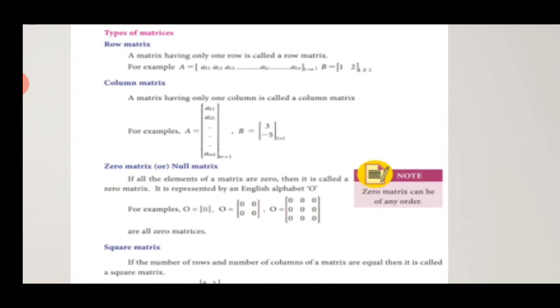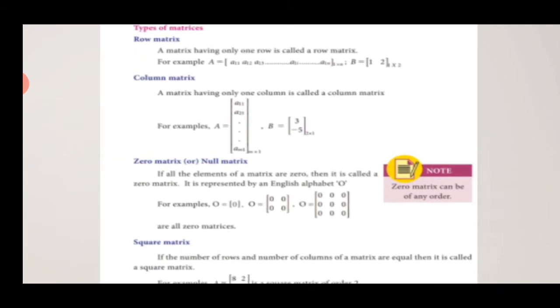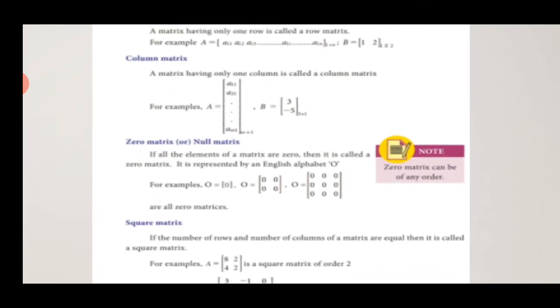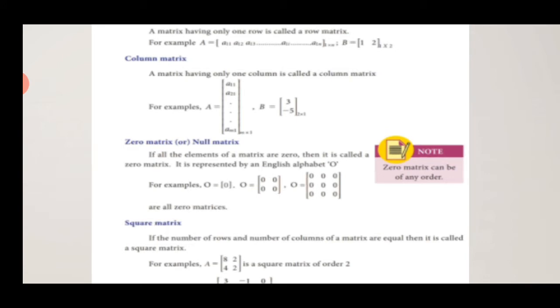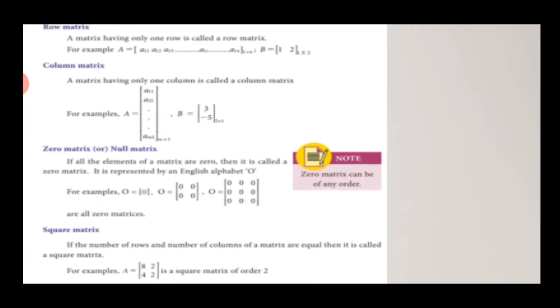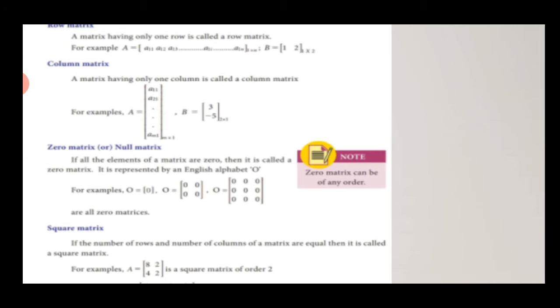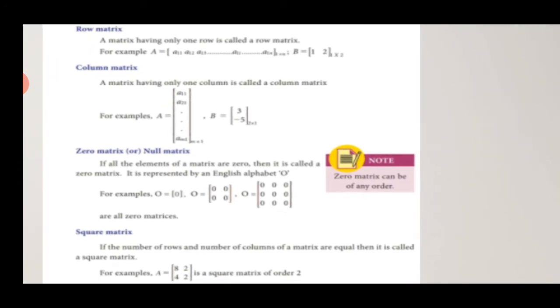So what is a column matrix? Obviously a matrix which has only one column is called a column matrix, right? So in that you will have only one column. You can see the example, A equal to a11, a21, like that. Vertically you have only one column. B equal to 3, minus 5. In this you have two rows, but you have only one column, right? So this is why it is called a column matrix, right?